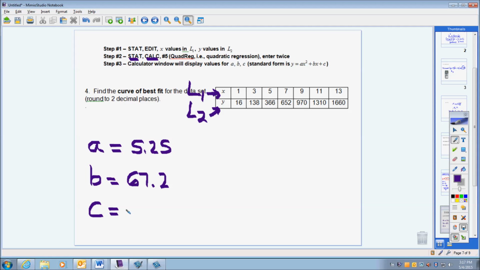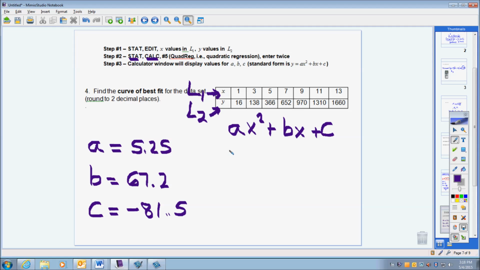If you're not getting these numbers, check your data. Make sure you put everything in the right way. 81, negative 81.5. Round it up. Now, if you remember, your original quadratic equation is ax squared plus bx plus c. And all you're doing now is substituting everything back in. Remember, for the quadratic formula, you pulled stuff apart to get a, b, and c. Now you're going to put it back in.